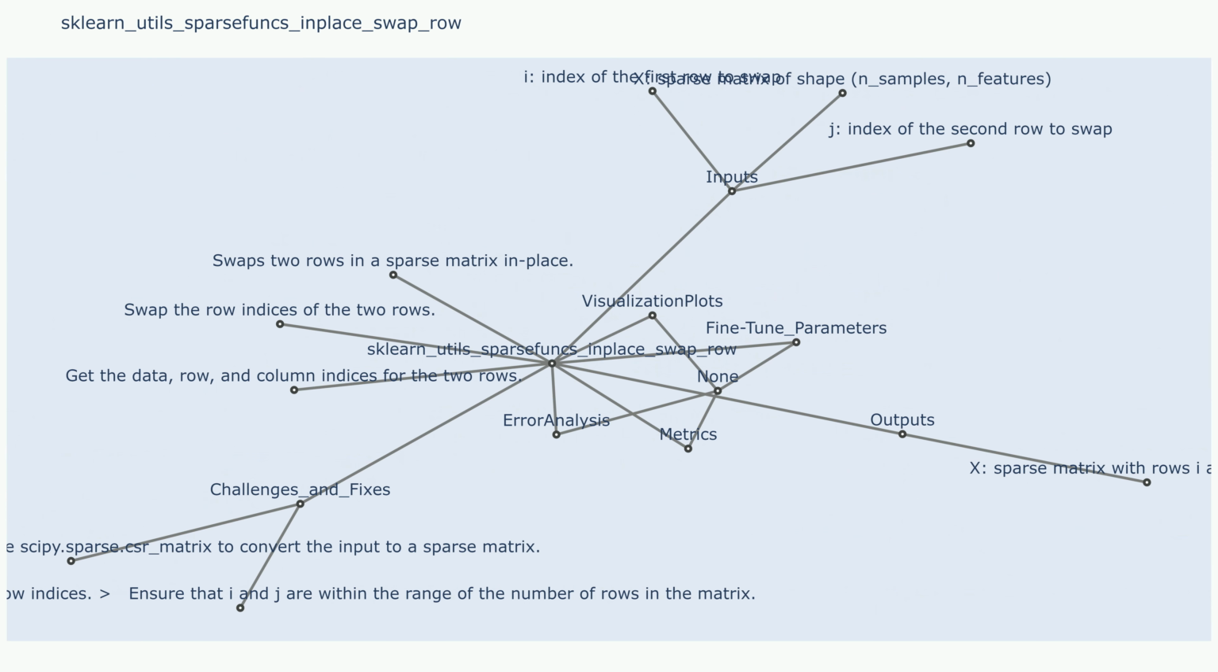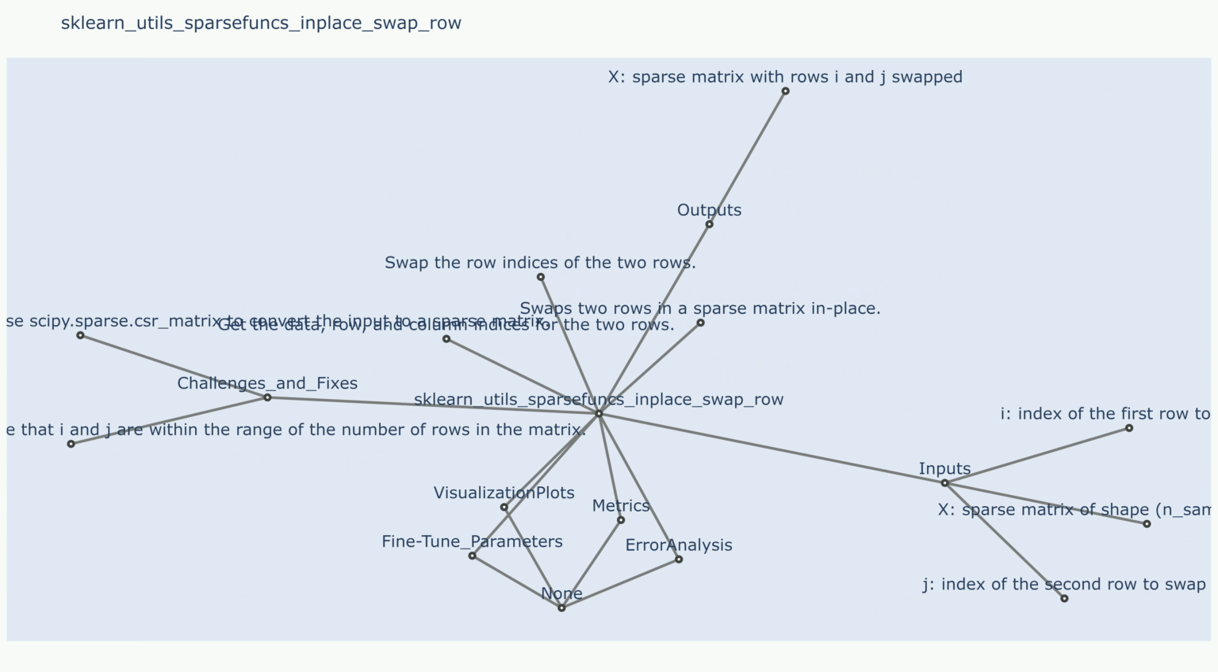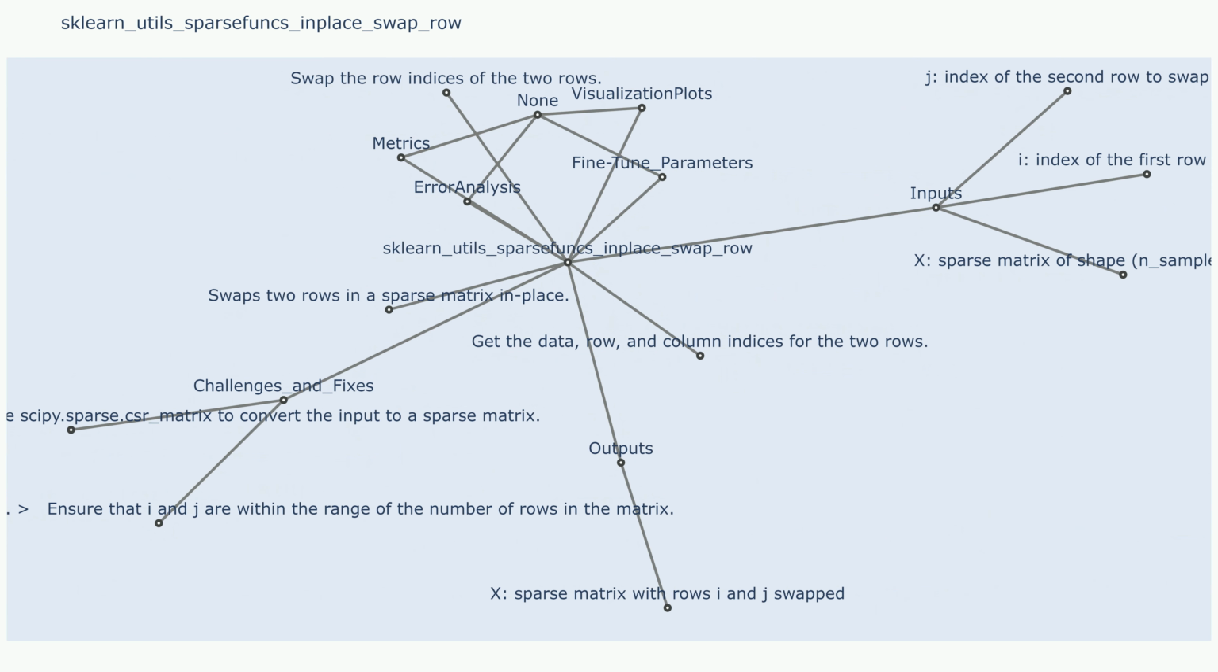Metrics: time complexity. The time complexity is O(n), where n is the number of non-zero elements in the two rows being swapped. This makes it efficient for sparse matrices with a low density of non-zero values. Space complexity. The space complexity is O(1), as the function operates in place and doesn't require any additional memory for the swap operation.